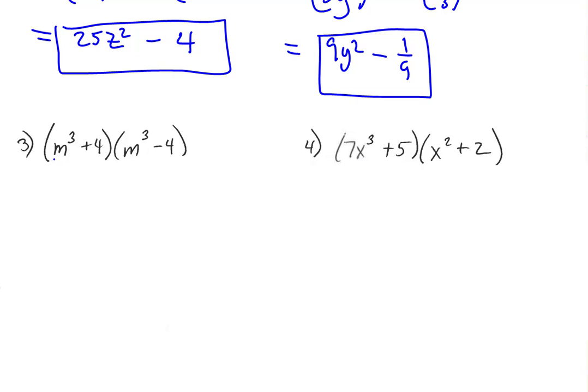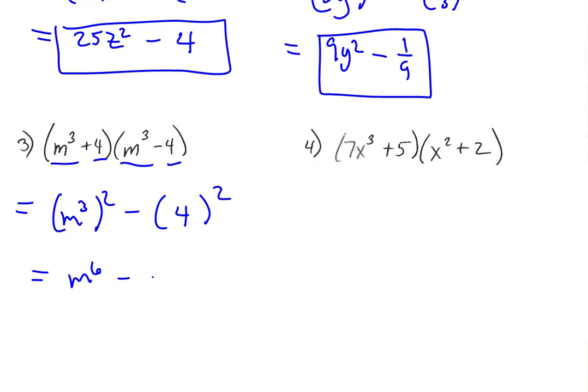Let's try a couple more. The next one has m cubed plus 4 times m cubed minus 4. Again, notice the pattern. The same thing in the beginning, that's like the a, and then just different signs for the second term. So a plus b, a minus b. If we turn this into the result of the shortcut formula, it's a squared minus b squared, where a in this case is the m cubed and the b is the 4. So simplifying, (m cubed) squared, we multiply the exponents to get m to the 6th, minus 4 squared, which is 16. So m to the 6th minus 16.